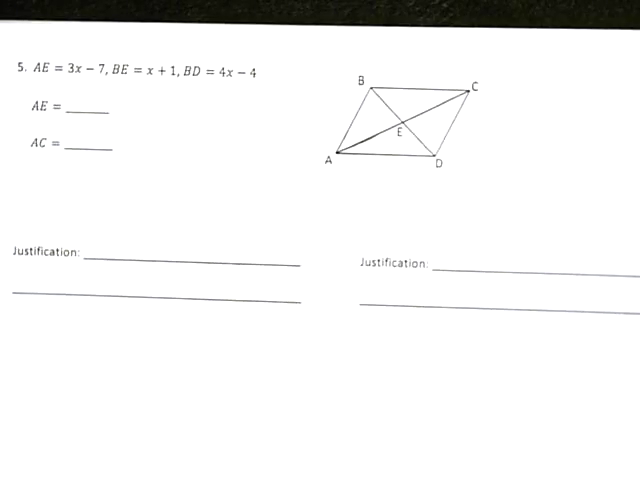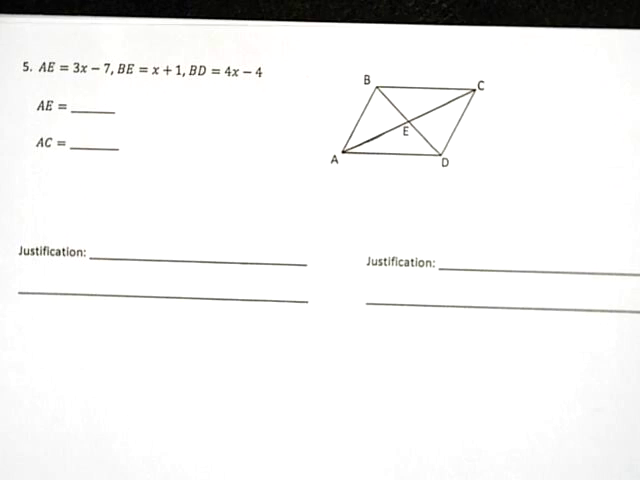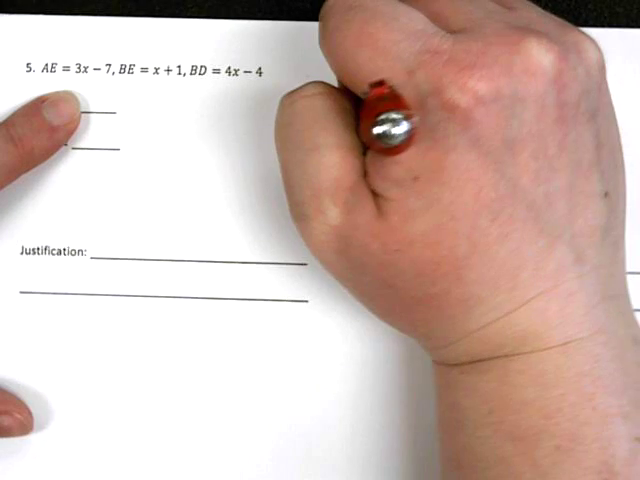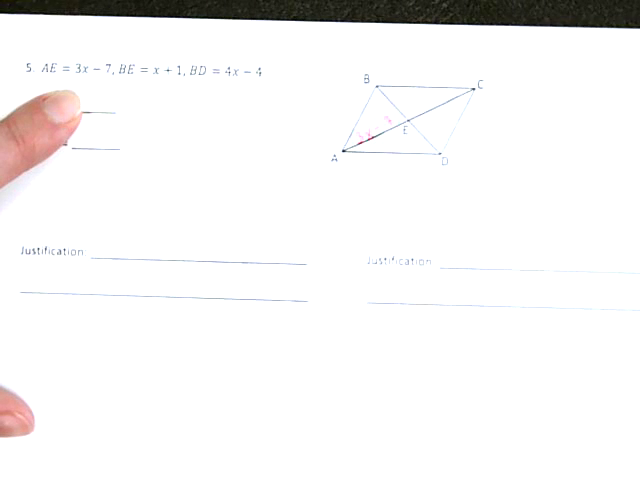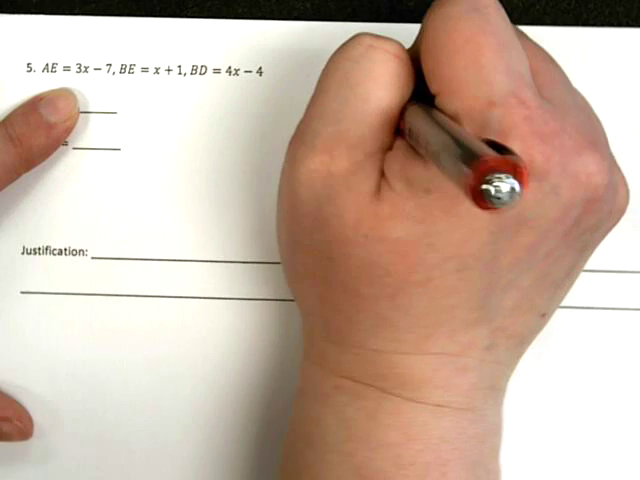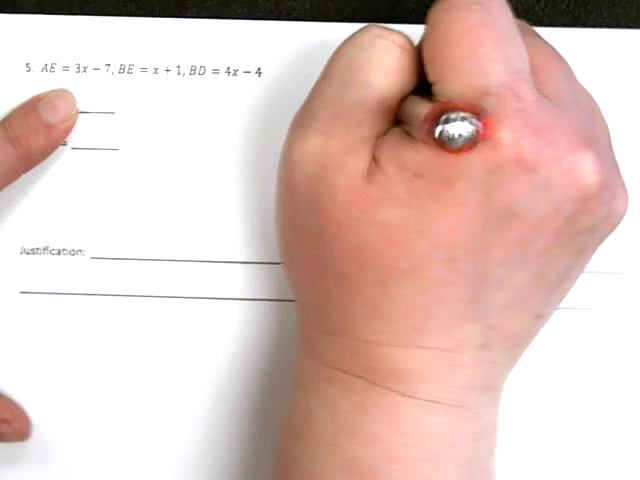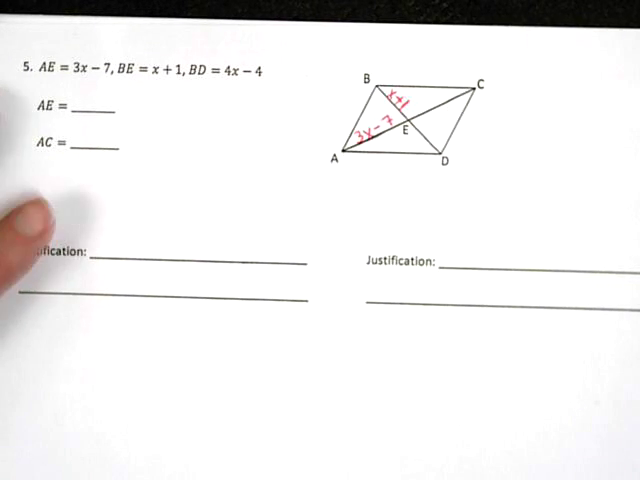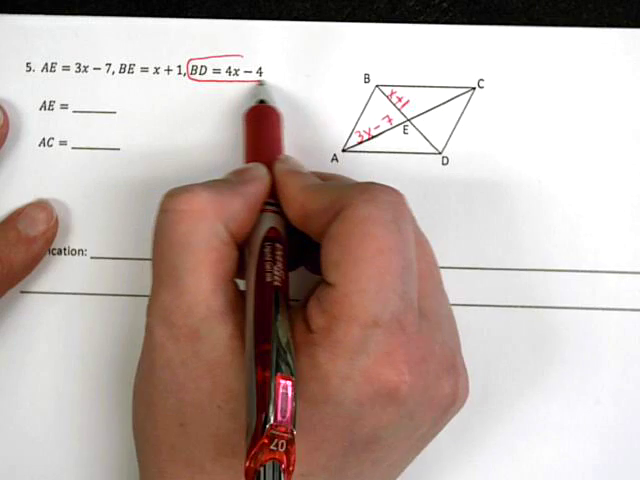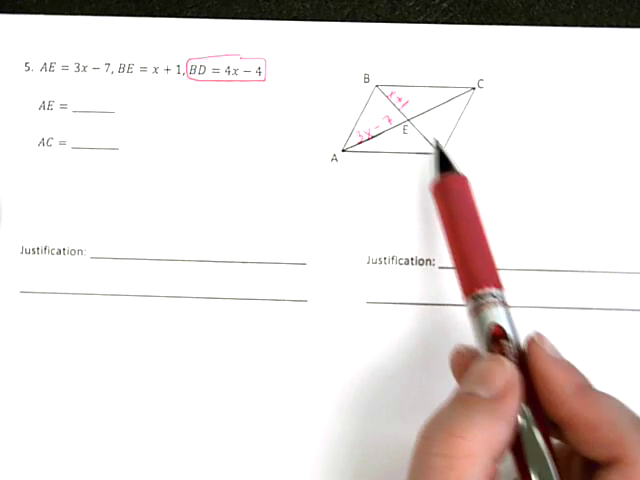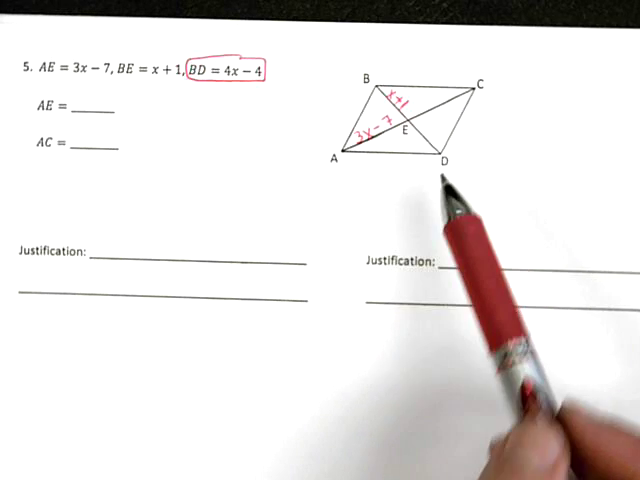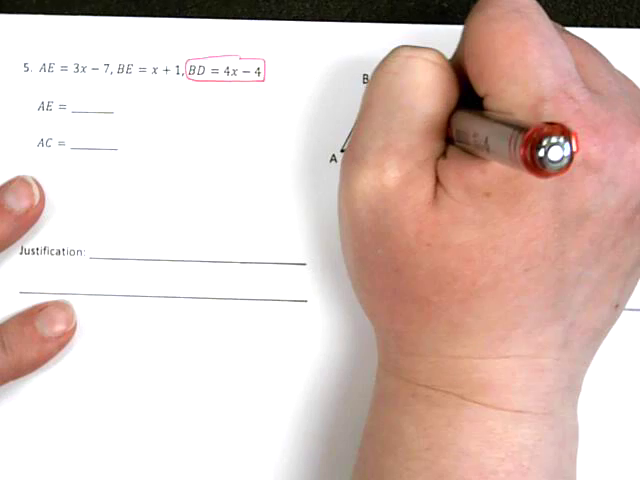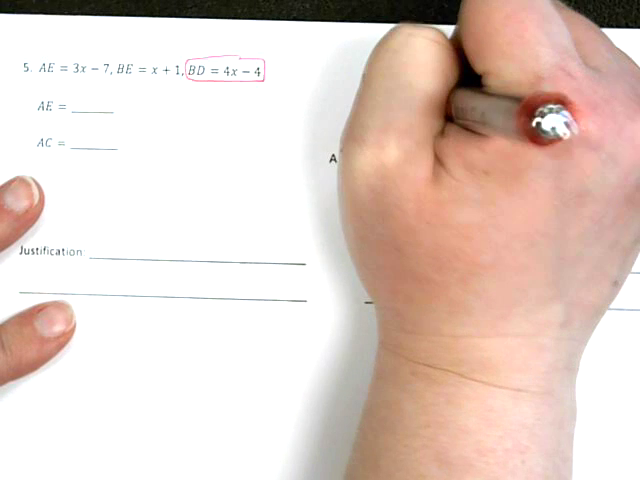And we've got question 5 here. All right. We are given AE is 3x minus 7. So I'm going to put that in here, 3x minus 7. And we know that BE is x plus 1. Okay. And BD is that whole diagonal. So BD is 4x minus 4. So I'm just going to box that. I can't really draw it in here necessarily because BD is the whole thing. Okay, if I wanted to, I guess what I could do is draw a big bracket and then say that that whole thing is 4x minus 4.